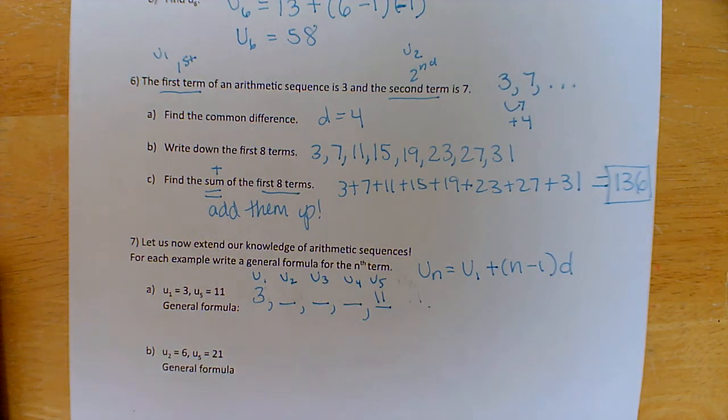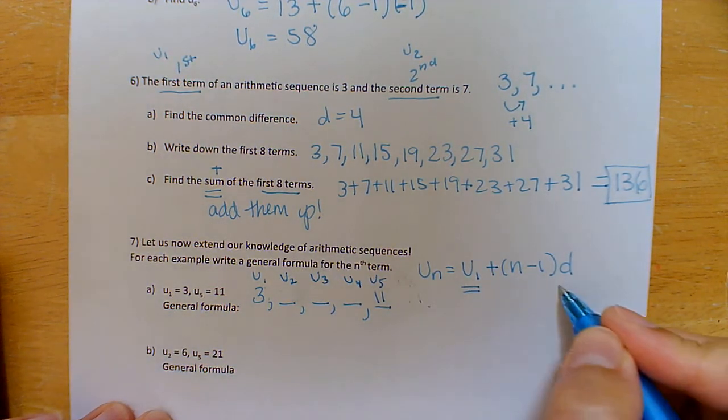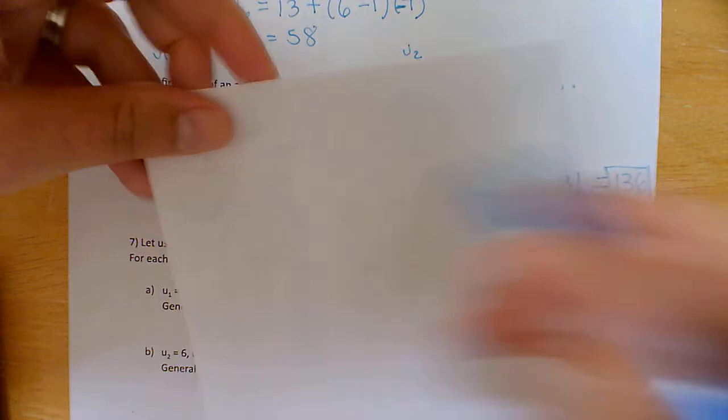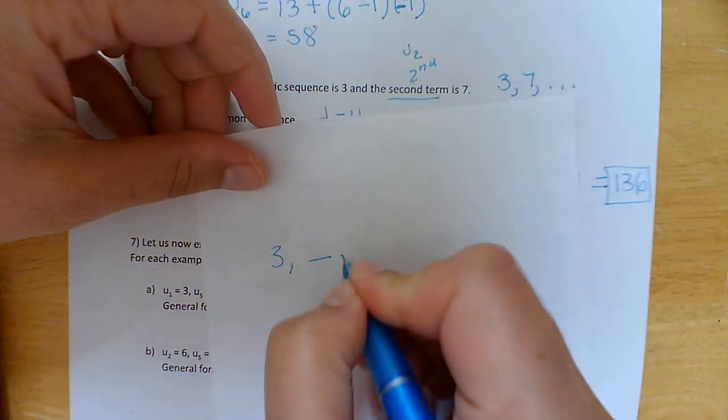For our general formula, remember, you need your first one and your common difference. So you're going to have to think about what numbers between 3 and 11 we can have so that I can get a common difference. So you might want to think about it. Maybe pause this video right now to play a game with yourself to say, how can I get from 3 to 11?